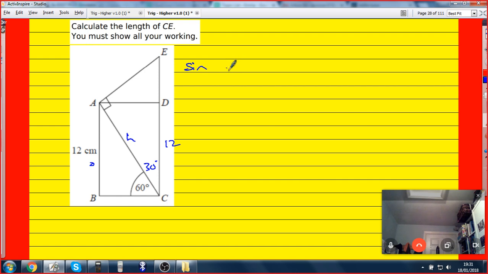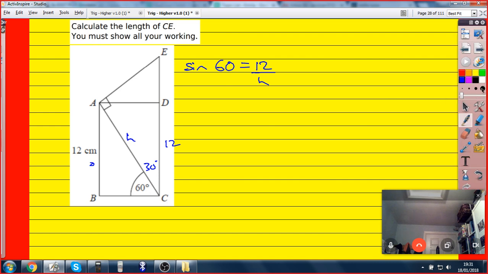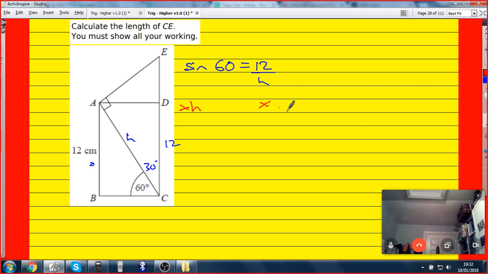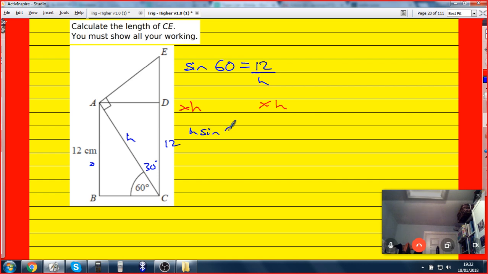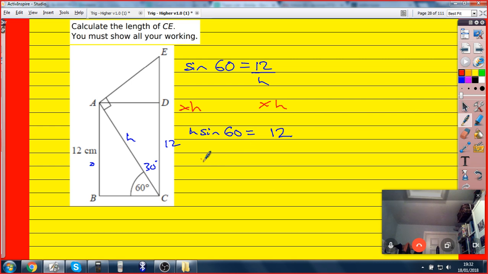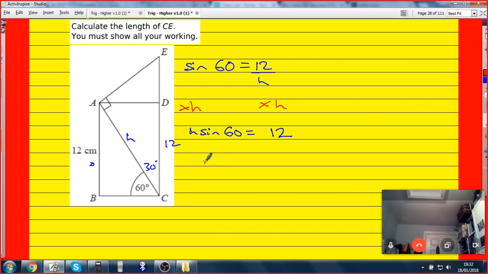Sine 60, then O, so 12 over H. Then divide by H. It's already divided by H. Oh, times by H. So then you would have H sine 60 equals 12. So then you want to do sine 60 divided by. So then you would have 12 sine 60.